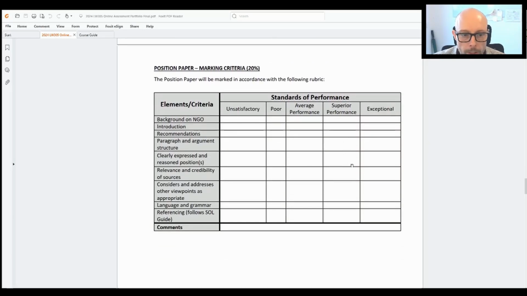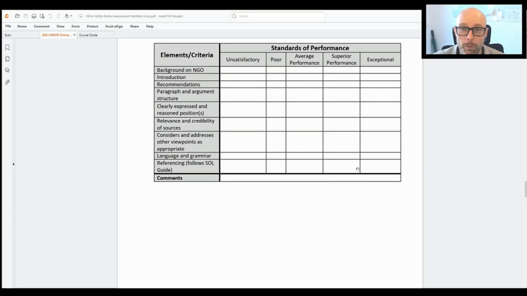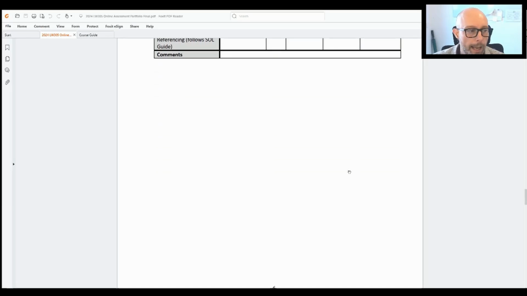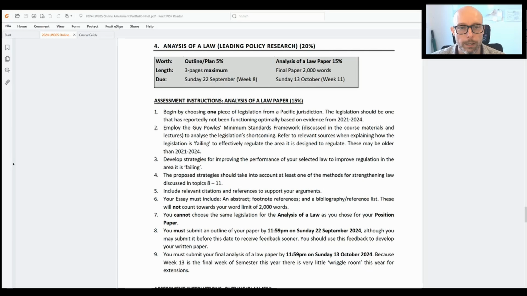There is your marking criteria. Again, what I will do in a future week is provide some examples of past papers and we'll go through them in a future lecture. I see a typo at the top of this. That's a little embarrassing. Analysis of a law. I might amend this.